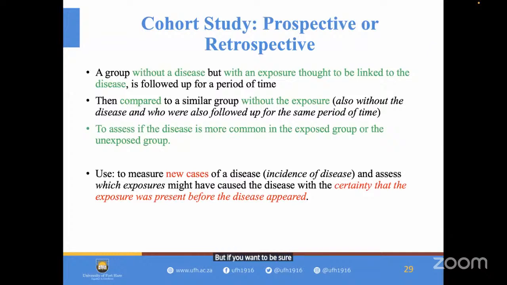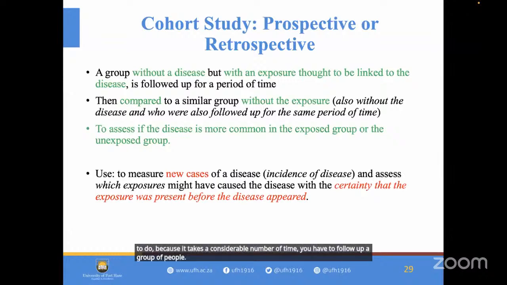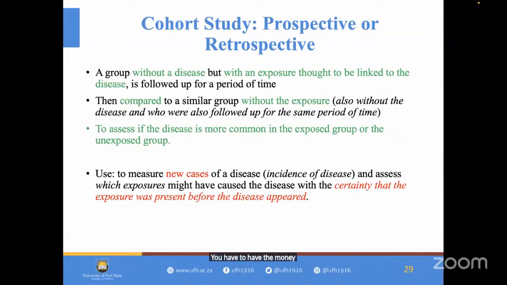But if you want to be certain that an exposure can cause an outcome, a particular disease or health-related event, this is the kind of study design that you need for your study. It's either you use a cohort study, which is very, very difficult to do because it takes a considerable amount of time. You have to follow up a group of people. You also have to have the necessary resources. You have to have the money to do this. The other study design that you can use to get causality is your randomized control trial.